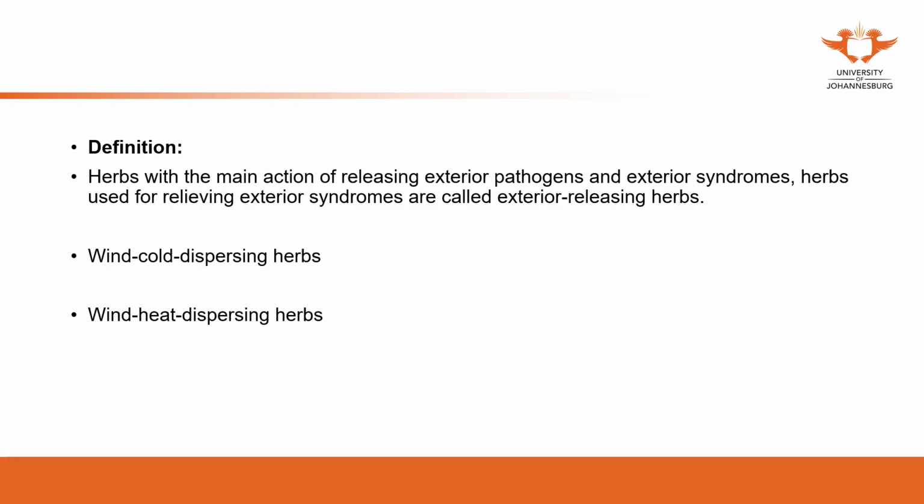The definition: herbs with the main action of releasing bacterial pathogens and bacterial syndromes. Herbs used for relieving bacterial syndromes are called bacteria-releasing herbs. From the definition, you will see that we actually focus on the bacteria, either the pathogens or syndromes, but these two are closely related to each other. Bacterial syndromes are mostly caused by the bacterial pathogens. And this group of herbs can relieve the bacterial syndrome.